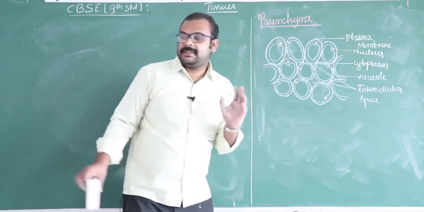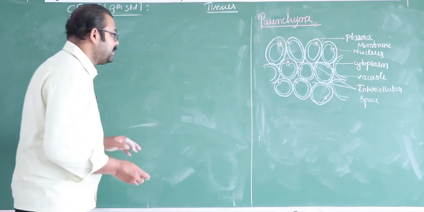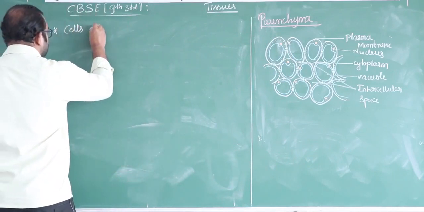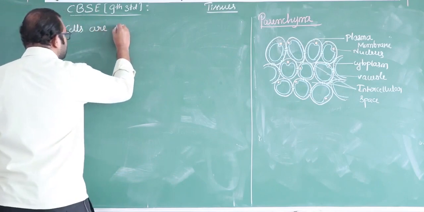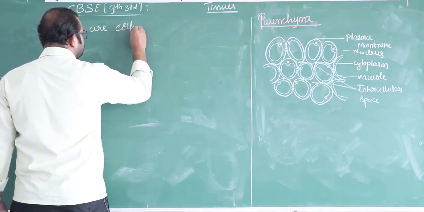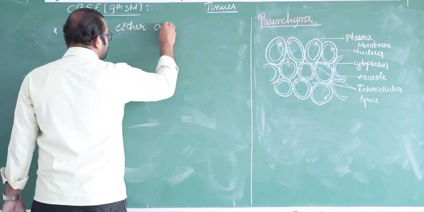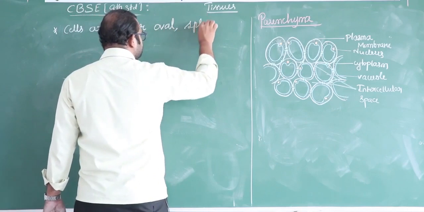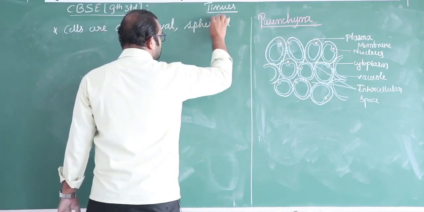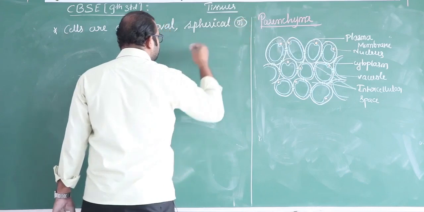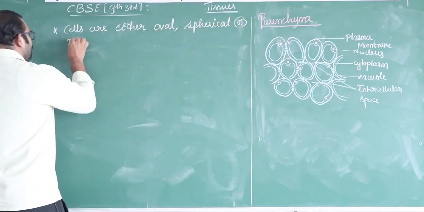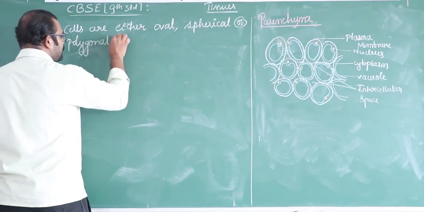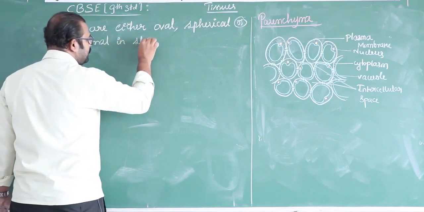So the first structure is the cells are either oval, spherical, or polygonal in shape.